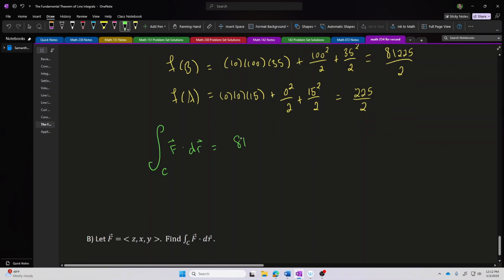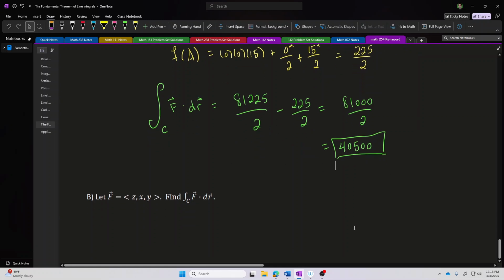Take the output of the potential function at the final point, subtract the output at the initial point, and if my math is correct, this looks like 81000 over 2, which is what? 40500. 40,500.